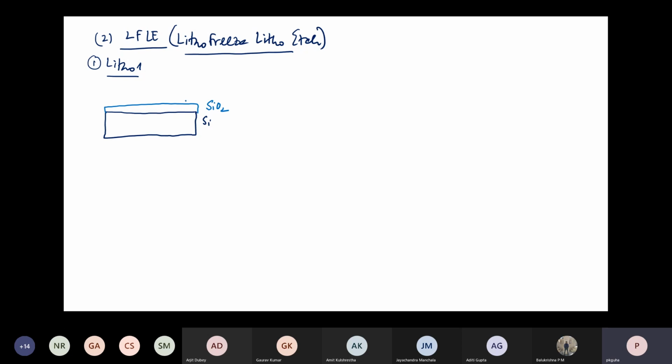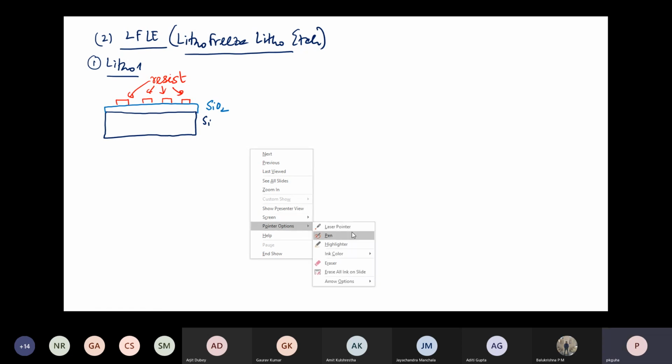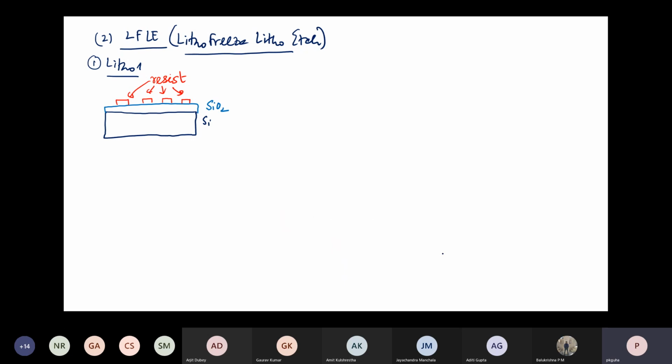So you first pattern one set of lines using one layer of resist. Say this is my pattern using the resist. So this is my resist, right? Then the second step is freezing. So you freeze this design. You have to freeze this design.